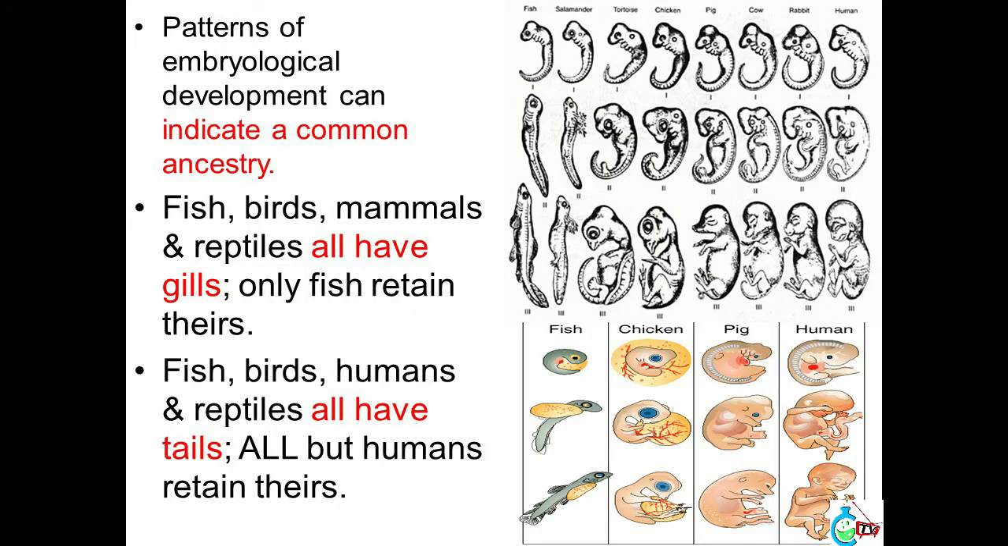Patterns of embryological development can indicate a common ancestry. Fish, birds, mammals and reptiles all have gills, only fish retain theirs. Fish, birds, humans and reptiles all have tails, all but humans retain theirs.